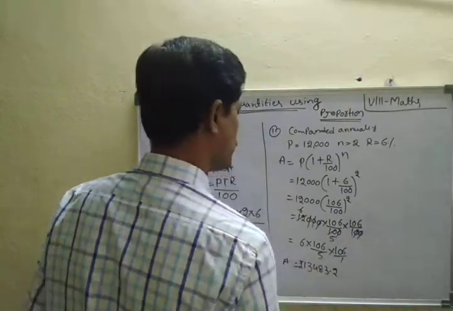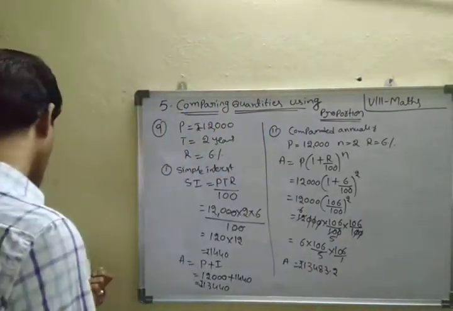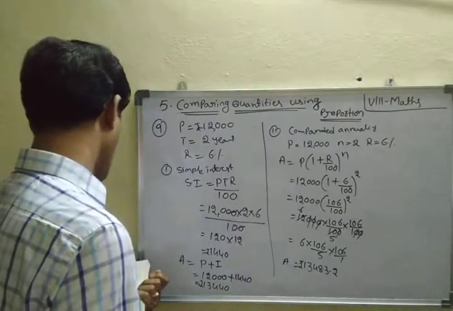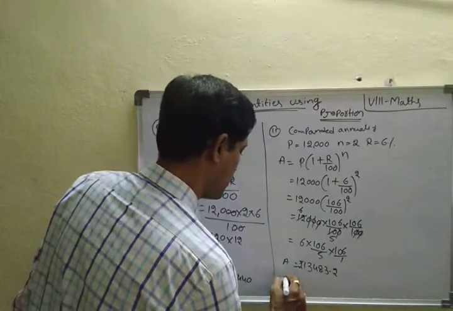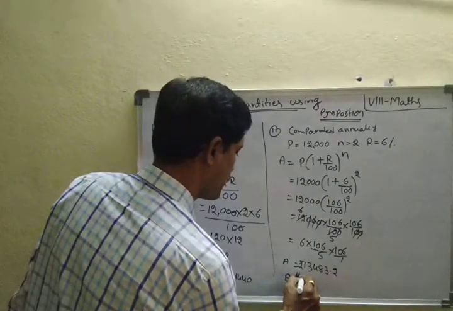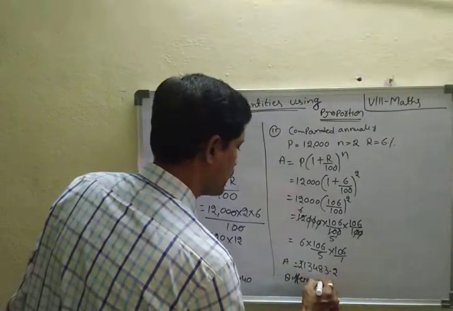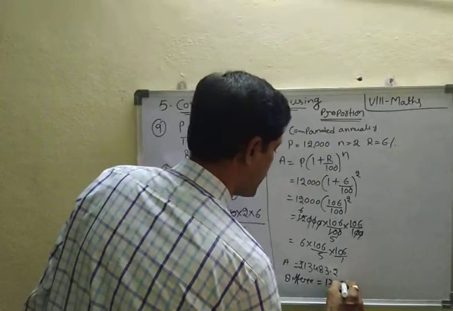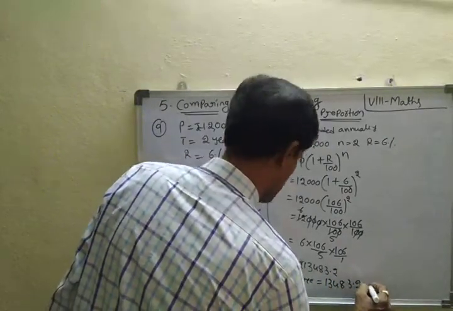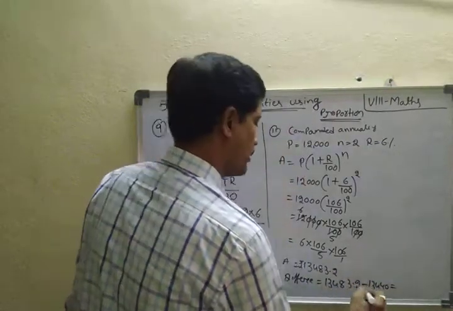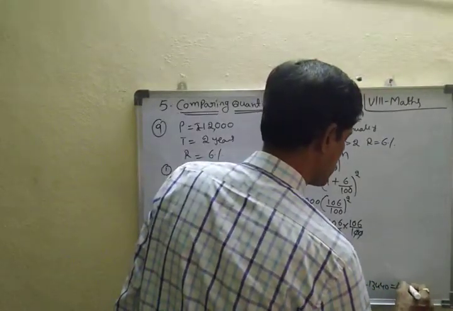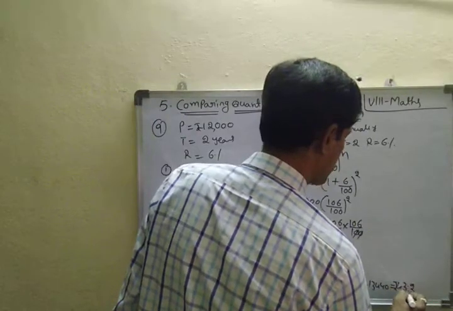That is the amount. Therefore, what is it asking here? How much extra would I have to pay? Therefore, difference amount equal to 13,483.2 minus 13,440 rupees. That equal to 43 rupees 2 paisa.